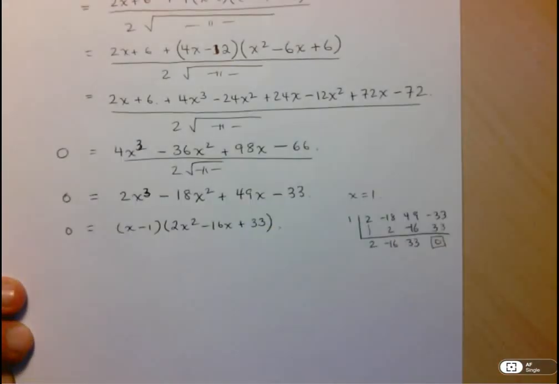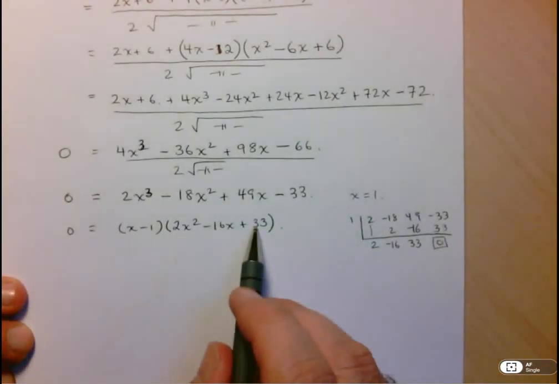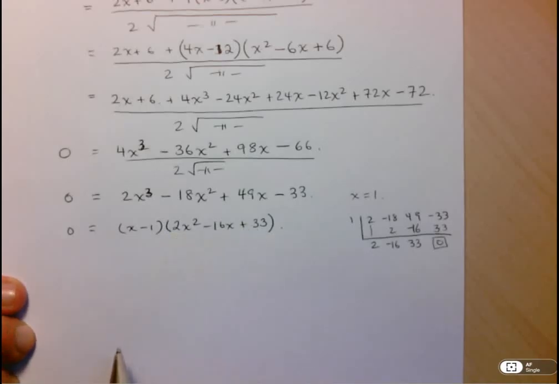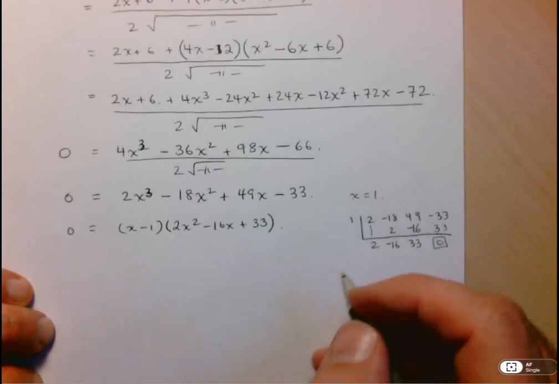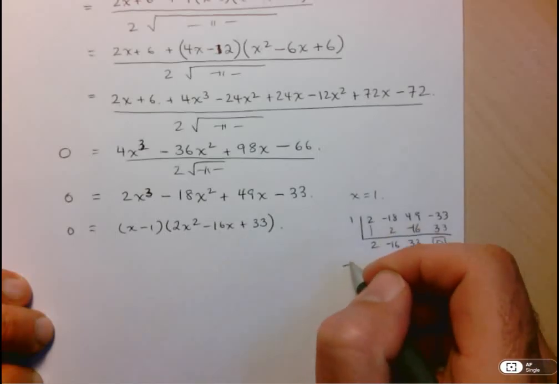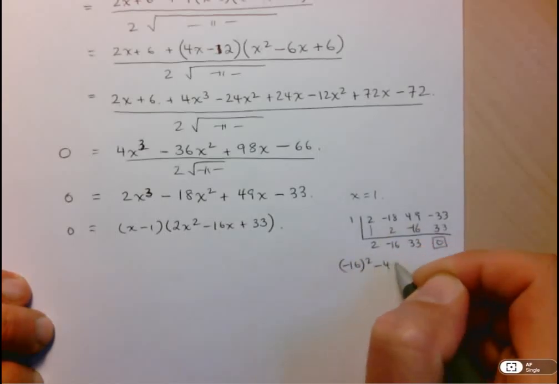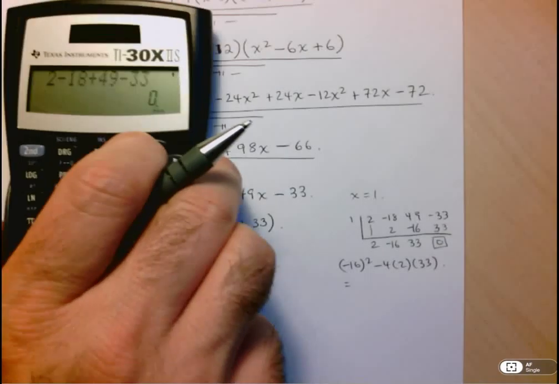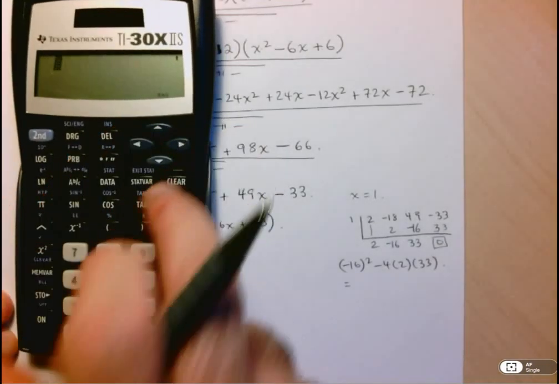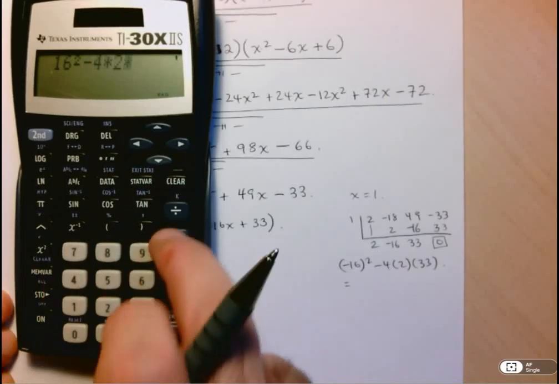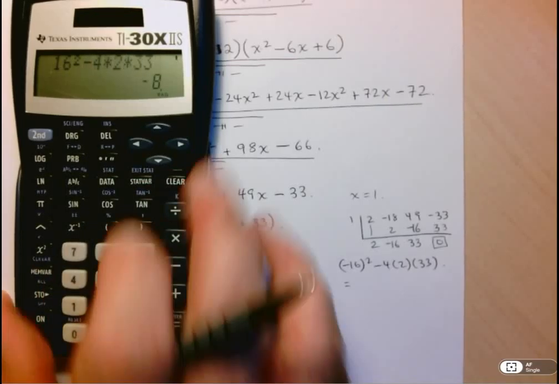Okay, and so now we have to try to factor this. But before I try to factor that or use the quadratic formula, let me just use the discriminant to check if it has any zeros. So the discriminant is b squared minus 4ac: negative 16 squared minus 4 times 2 times 33. And I think that has a good chance of being negative. So let's check that out. 16 squared minus 4 times 2 times 33, and it's negative 8.